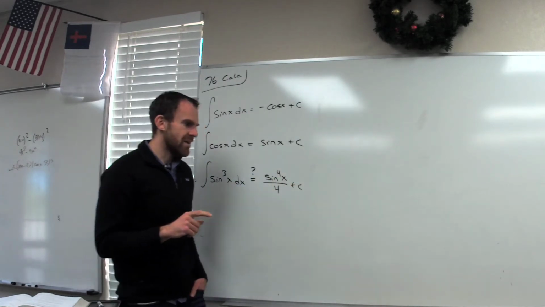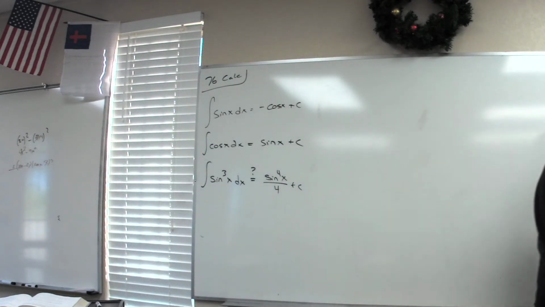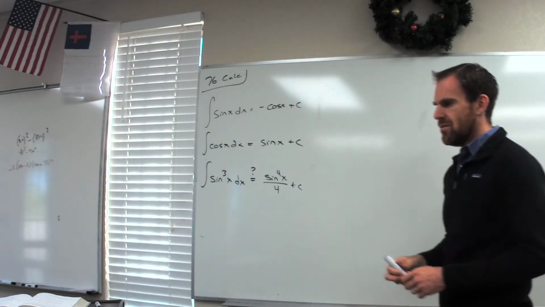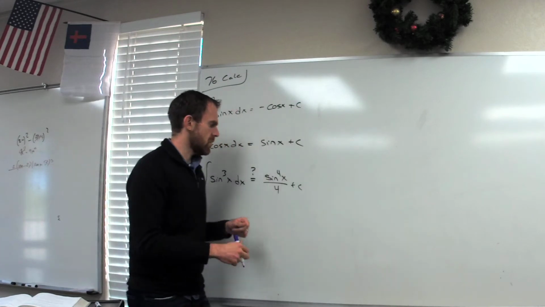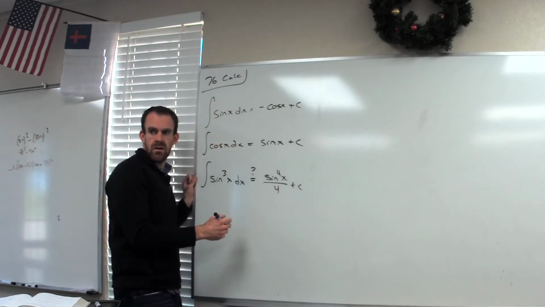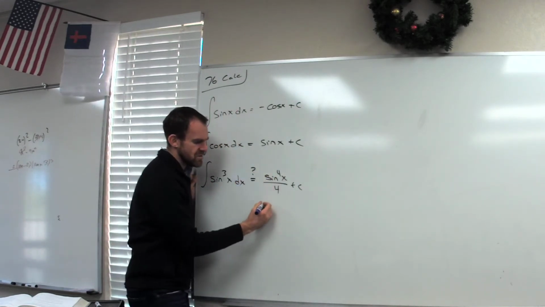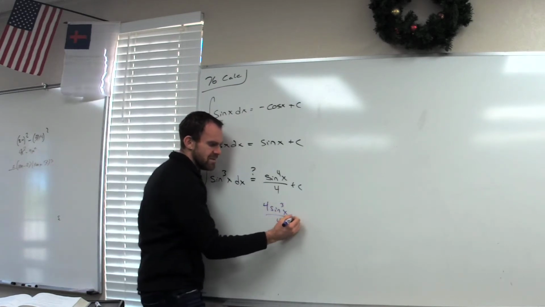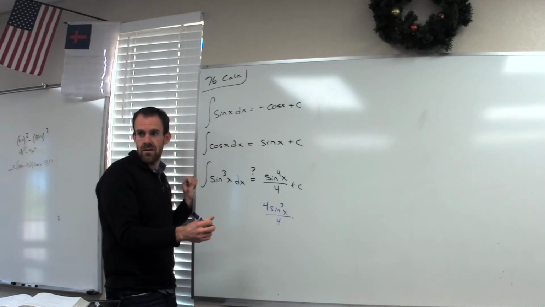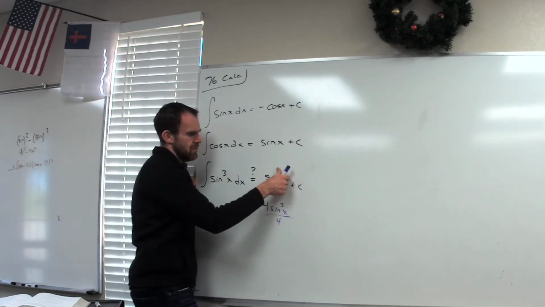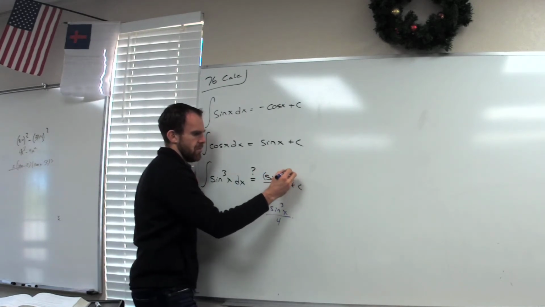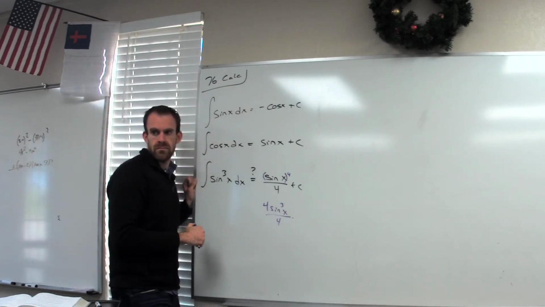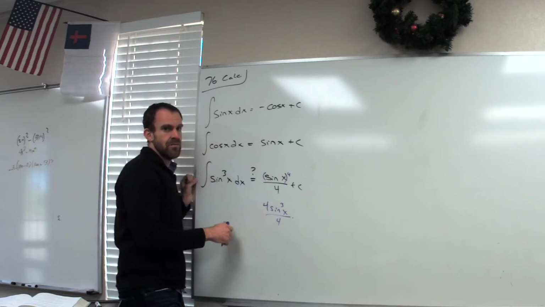The problem with that is that when I take the derivative of sine to the fourth over 4, what is it? Bring down the power, right? So 4 sine cubed of x over 4 times what? Let me write it this way.